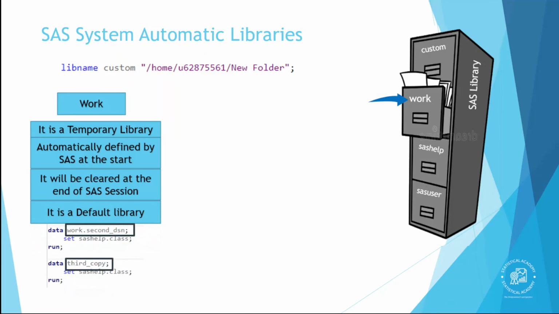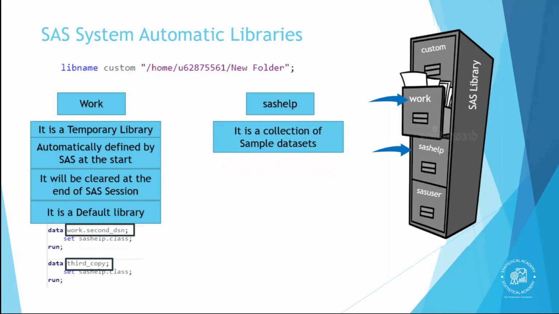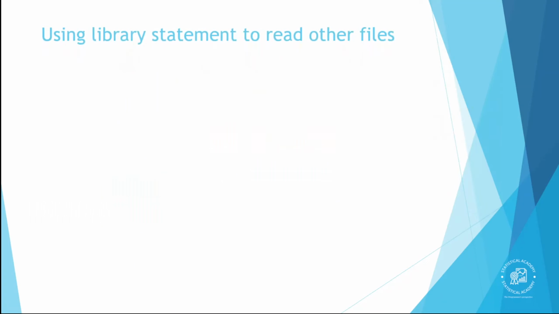Another library SAS automatically defines is the sashelp library. Sashelp contains a collection of sample tables and other files. We use several of the sample tables in our course. In addition to SAS data, you can also use libraries to access other types of data. For example, you can use a library with the XLSX engine to read data directly from Excel workbooks.